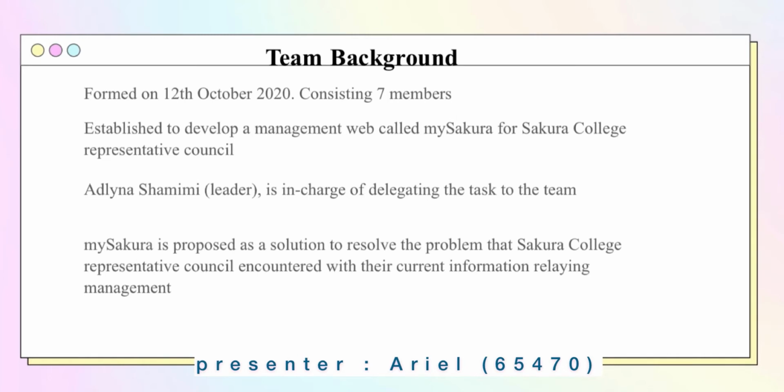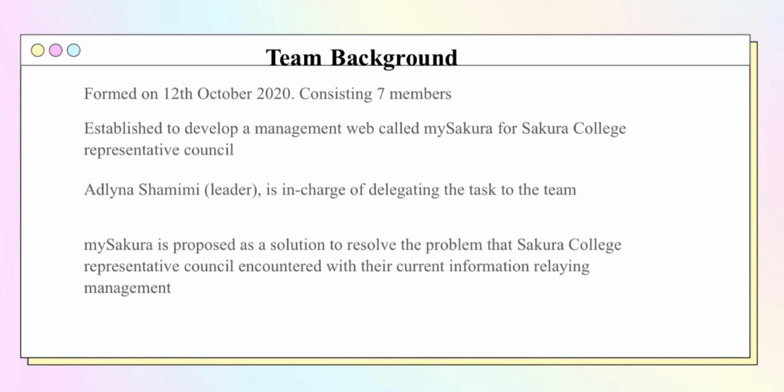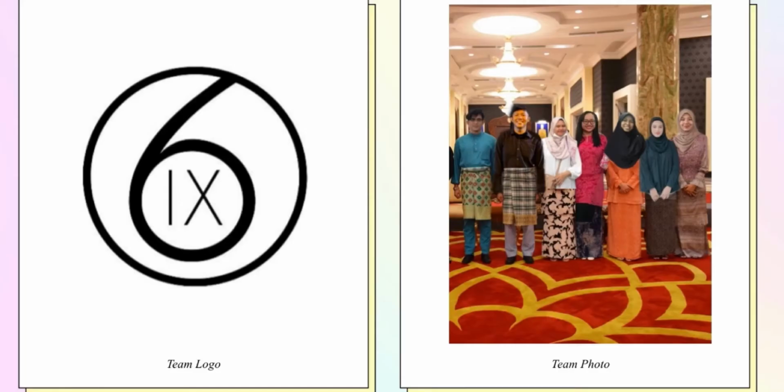Our team, Team 6, was formed on 12 October 2020, consisting of 7 members that will be involved in developing a management web called mySakura for the Sakura College Representative Council. mySakura is proposed as a solution to resolve the problem that the Sakura College Representative Council encountered with the current information reliant management. This is our team logo and team photo.